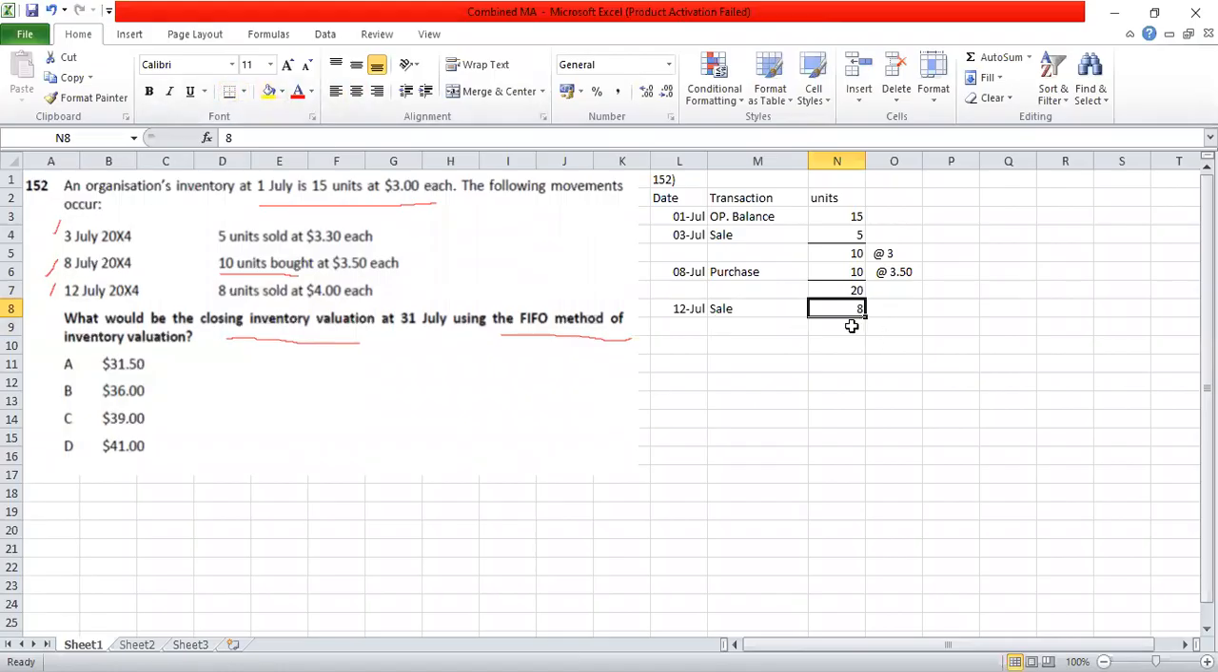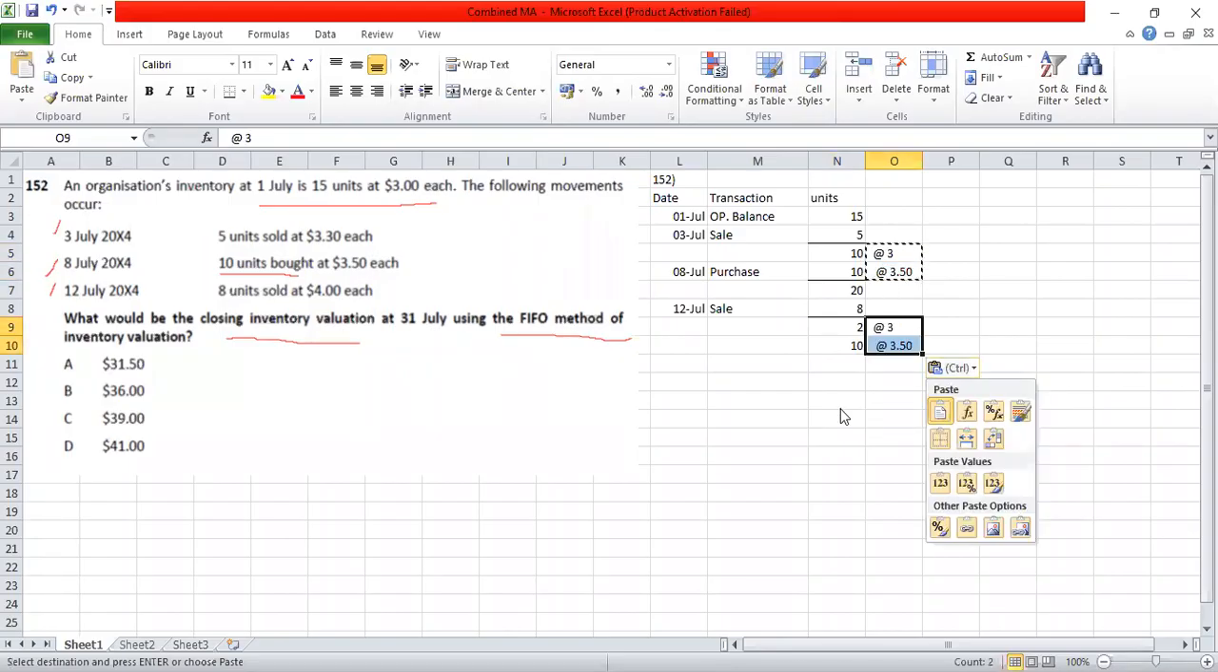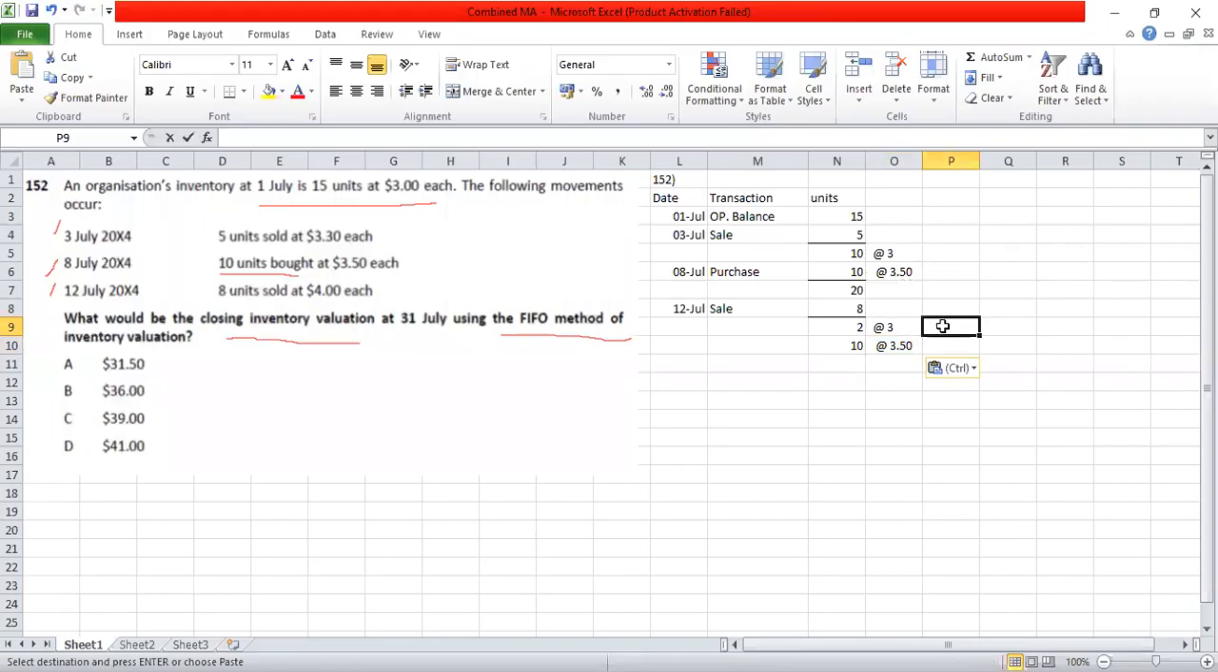Okay. Then the balance will be written as follows: from the 10 units lot 8 are sold, 2 units, then we see the 10 units. So what's the value? 2 into 3 is equal to 6. The next one, 10 into 3.5. Just add them up. The total value of ending inventory is 41.